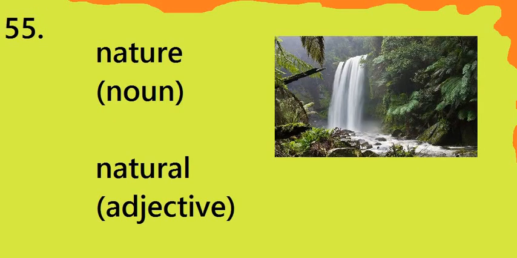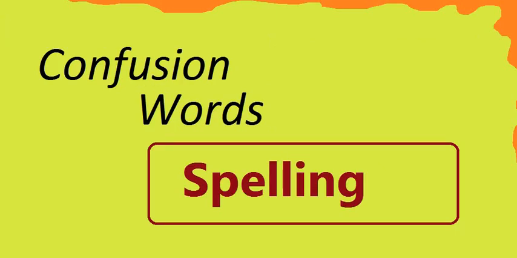Then we have nature and natural. So there's a picture of a waterfall in the woodland. Nature is a noun, whereas natural is an adjective. The difficult part with pronunciation here is that the first A changes sound in the different forms of the word. So in nature, it's one A sound, whereas in natural, it becomes a different A sound. Nature, natural.